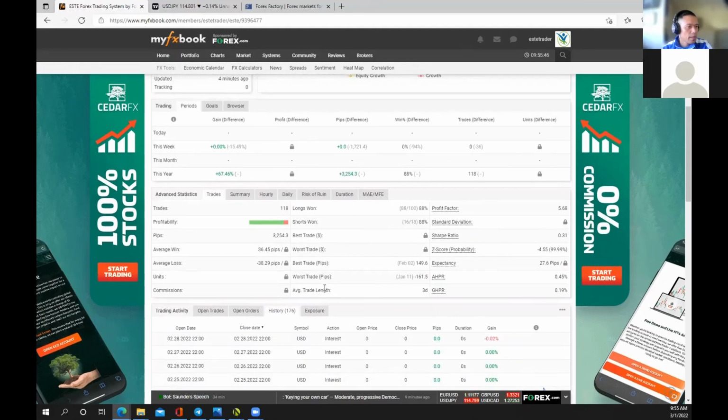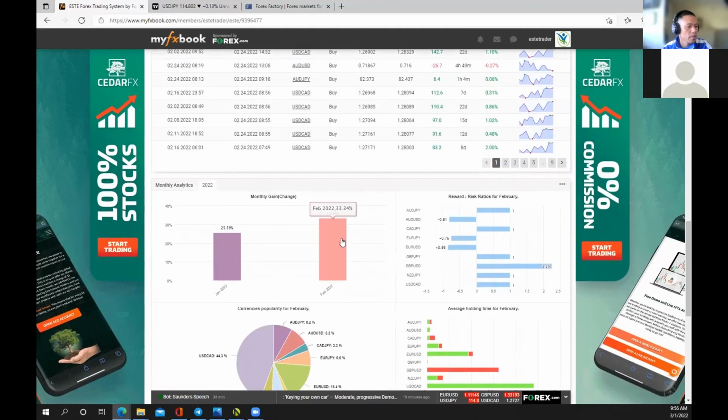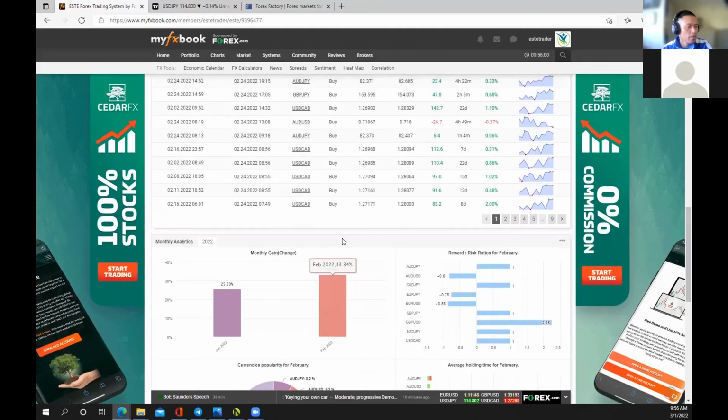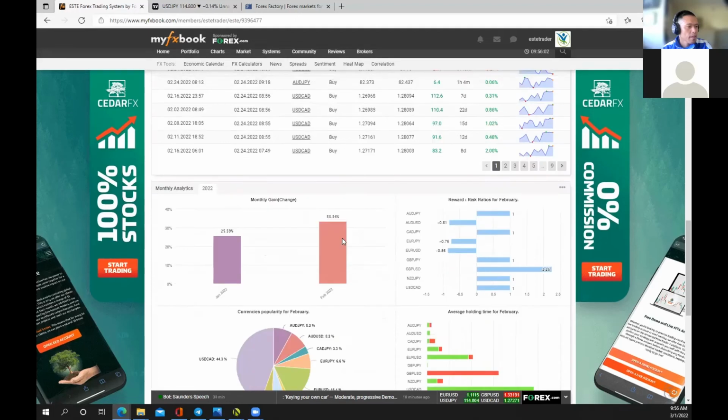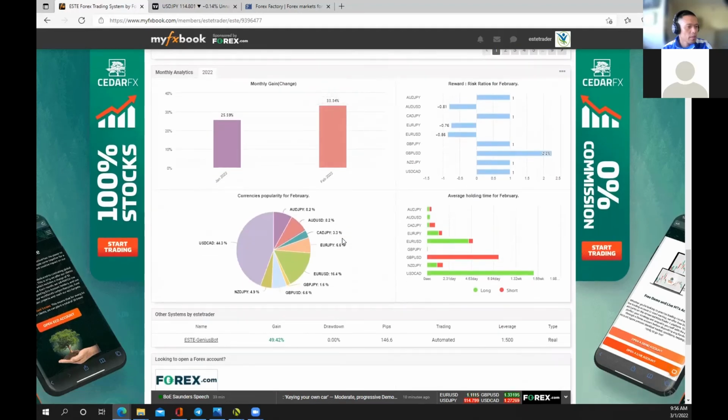And then so far, 67.46. Nothing yet. I haven't closed any of the trades for this month yet. I didn't enter anything new. I still have existing trades at this point in time, which is the dollar CAD. Right, that's with the manual trading.